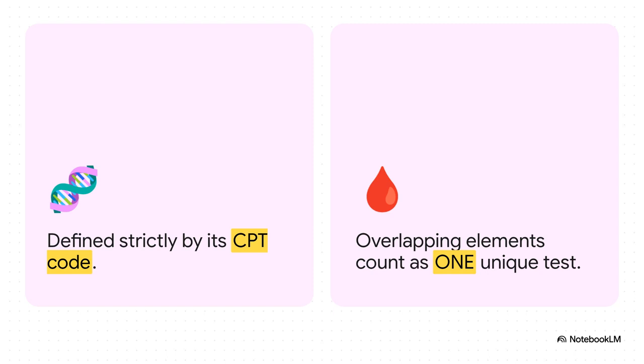No way. For instance, a CBC with differential includes overlapping elements, right, like hemoglobin and platelet count, but it only counts as one unique test. Please don't fall into the trap of counting those overlapping elements separately.